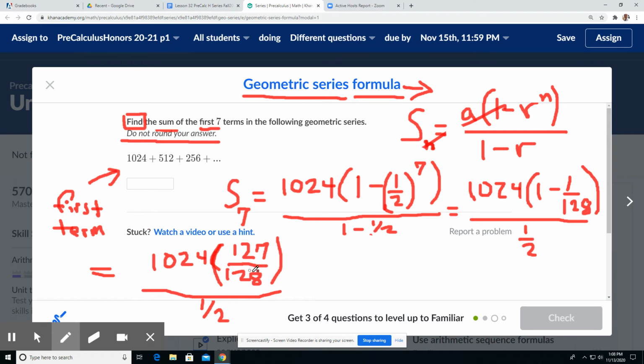I've been trying to resist using a calculator. Looks like I no longer can wait. Does 128 go into 1024? I bet it does. All of these seem like they're divisible by 2. So 1024 divided by 128. Yep, 8. So these reduce. 128 goes into 1024 8 times. That turns into 8 times 127 divided by 1/2.